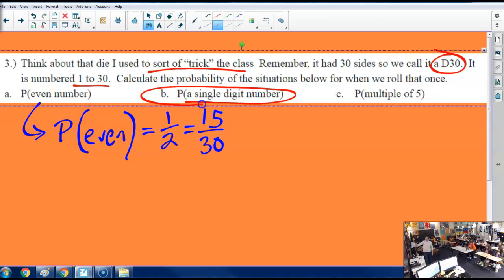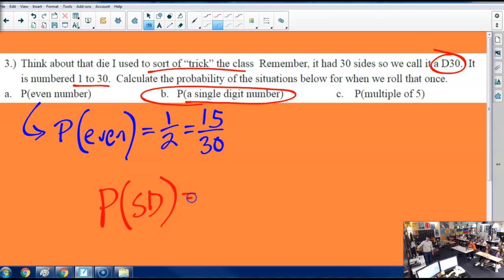Single digit number. So, 9, right? 1, 2, 3, 4, 5, 6, 7, 8, 9 out of 30. Can this reduce? Yeah, it can. 3/10. So 30%.